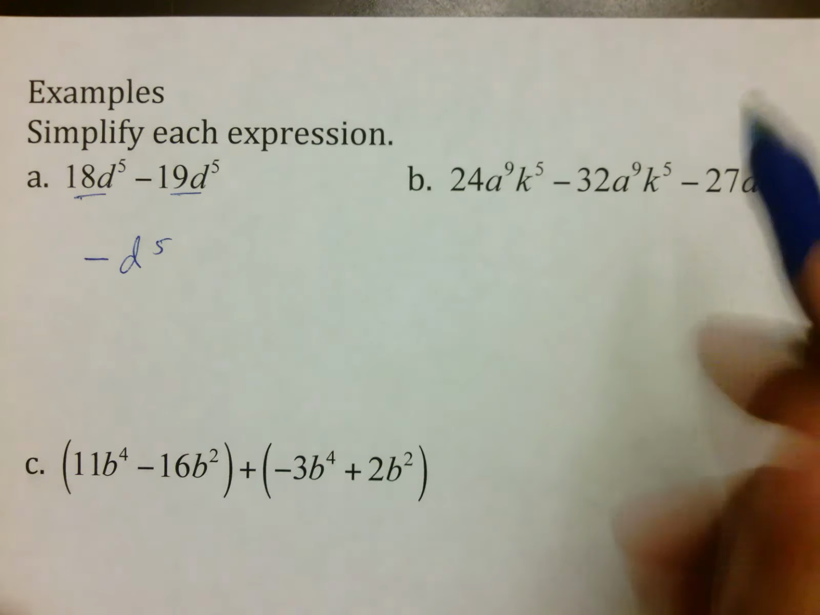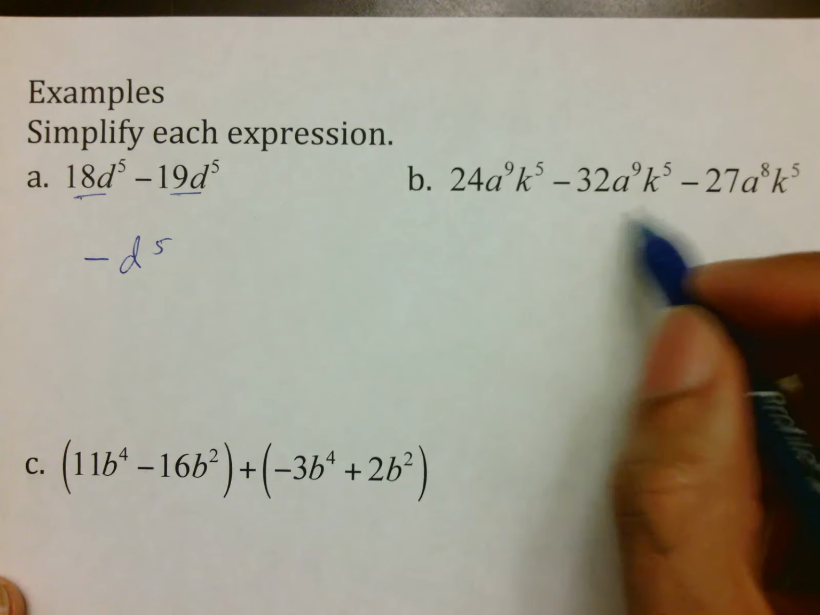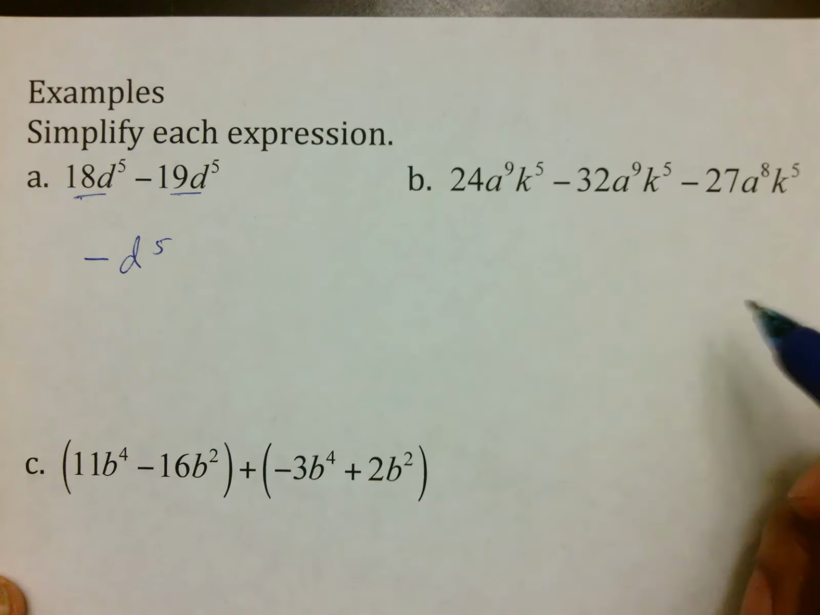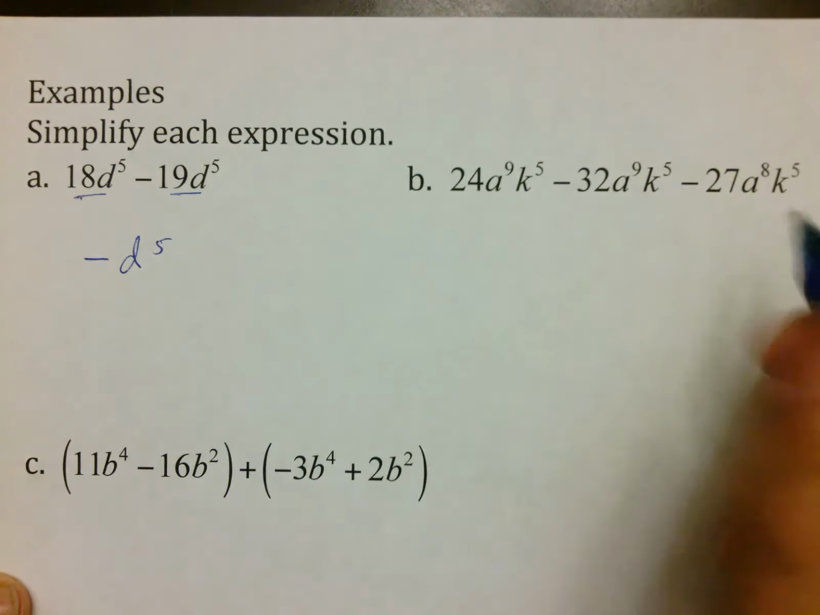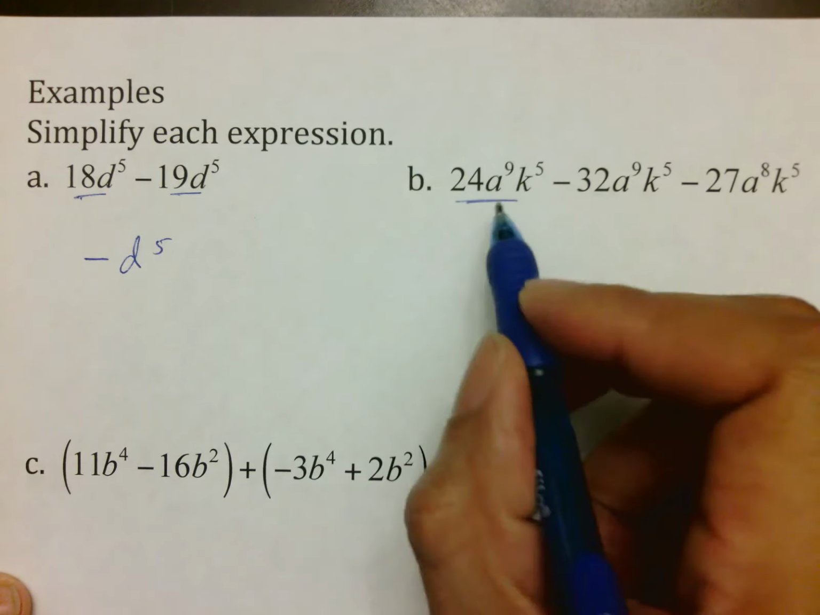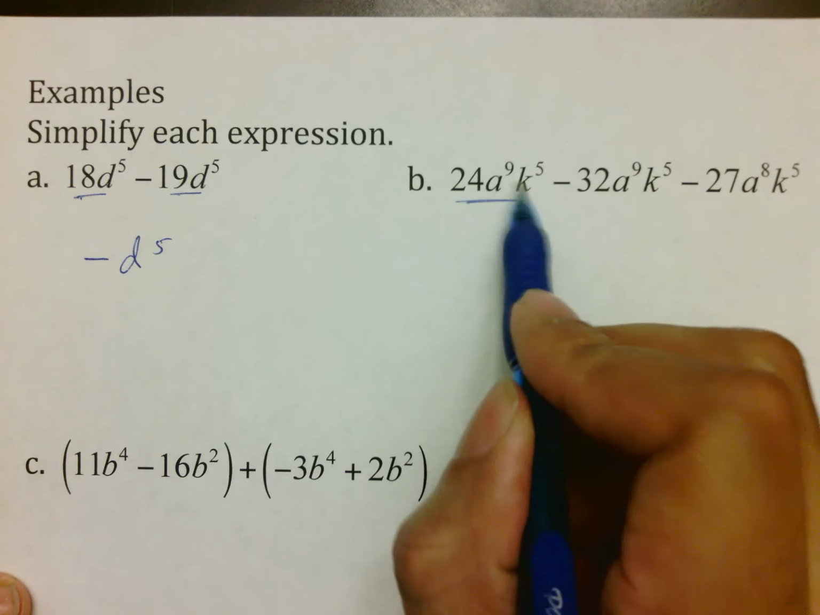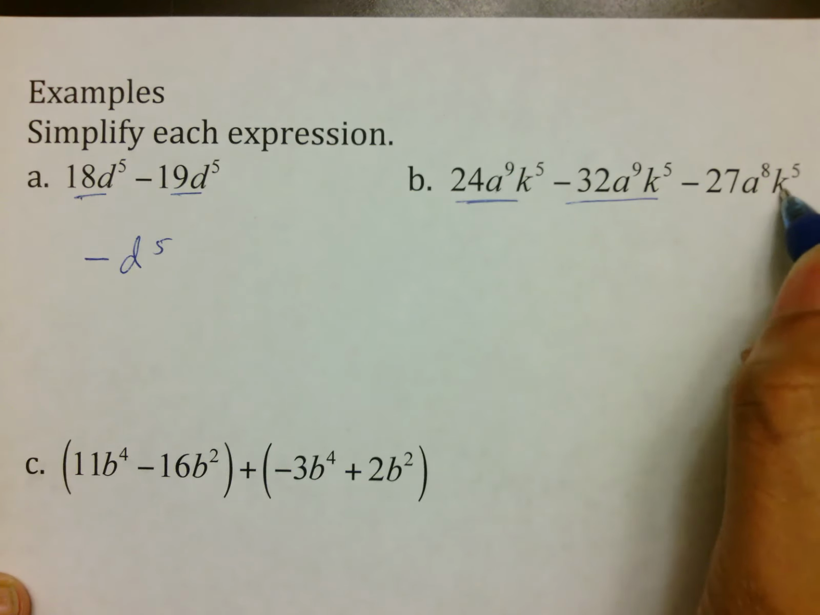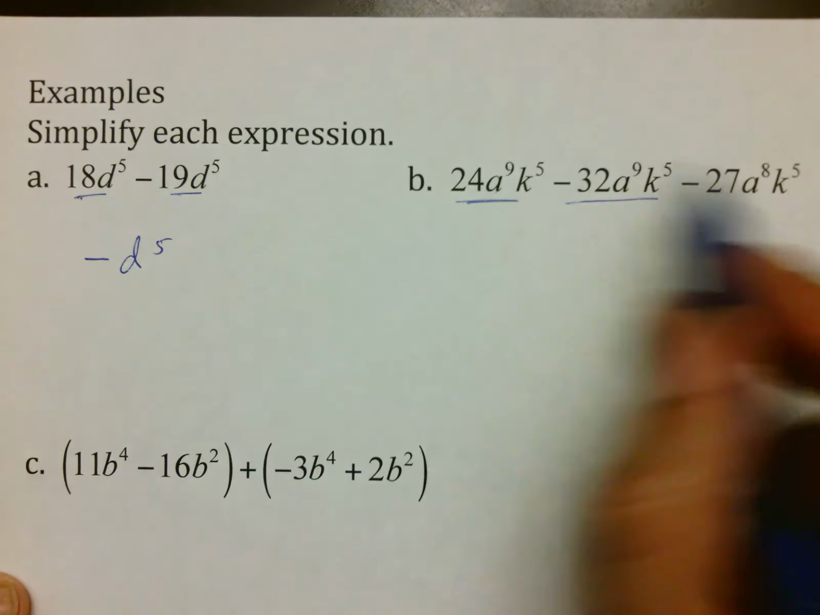When you're looking at this one, you have 24a^8b^9k^5 minus 32a^8b^9k^5 minus 27a^8b^8k^5. Very complex parts, but again, the name has to be the same. So you ask yourself, is there anything else with 9 a's and 5 k's? Yes, there is right there, but that's not the same. And so you can't put them together unless they're exactly the same.